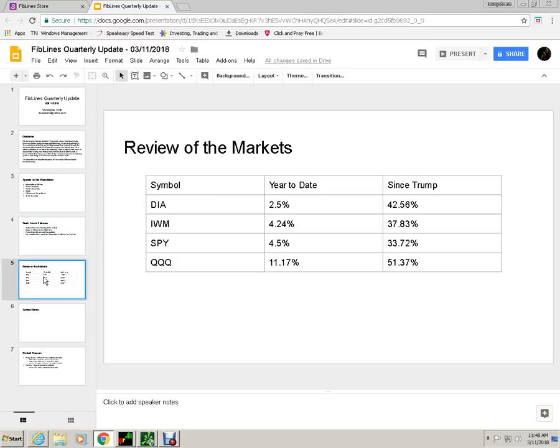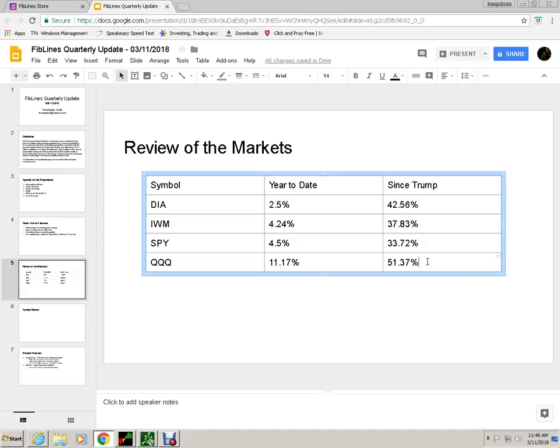So taking a look at the stock markets in general, we can see that the Dow, the Russell, and the S&P are up in the neighborhood of 2.5 to 5% so far year to date, whereas the NASDAQ, QQQ, is up over 11% year to date. Stepping back even further, we can see from the election of President Trump back in November of 2016, stock markets had an incredible run. The Dow's at 42%. The IWM and the SPY are in the mid-30s, and the NASDAQ 100, measured by the QQQ, is up over 51% in that time.